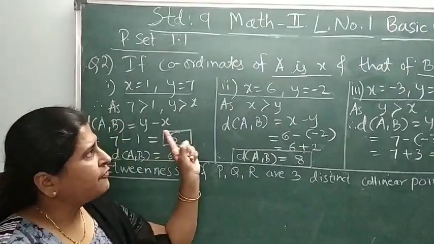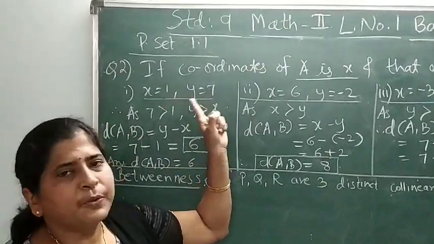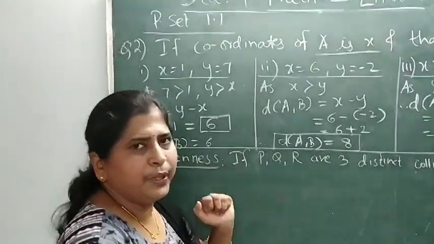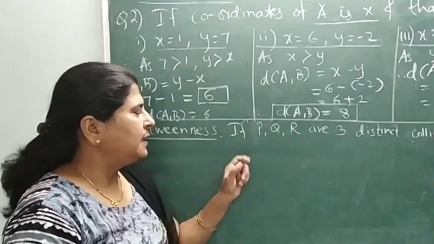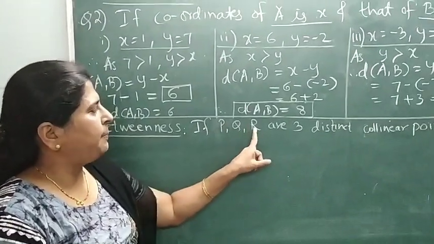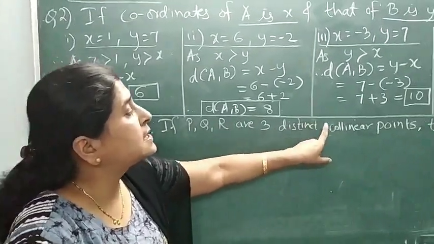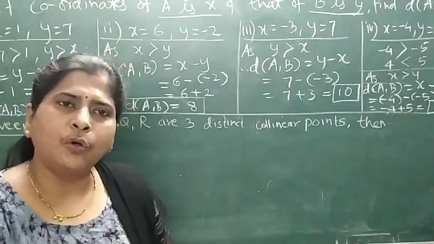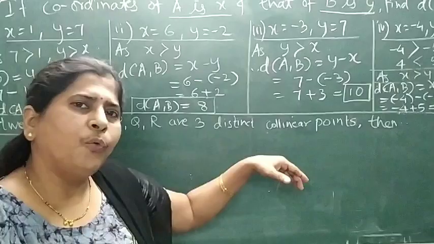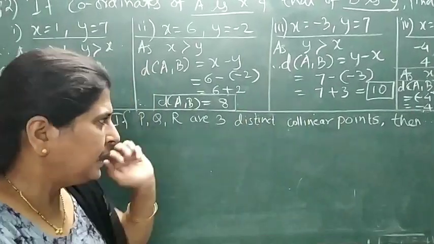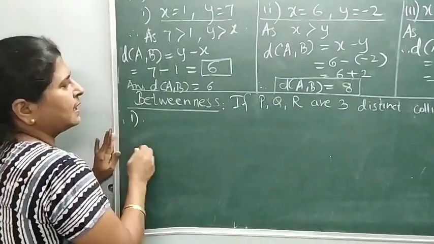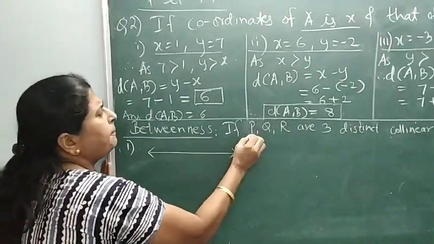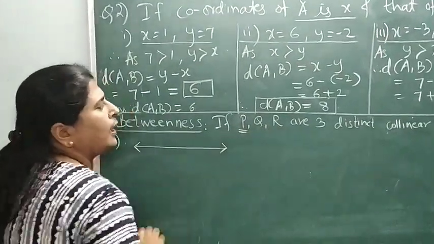Okay. So after this concept of distance between 2 points, let's see what the meaning of betweenness is. Now let's say there are 3 points, P, Q, R. These are 3 distinct collinear points. Collinear means they lie on the same line. Then what are the possibilities? Let's say first that this is a line, and point P is between Q and R.